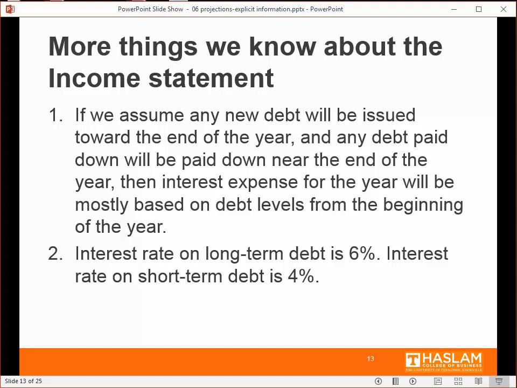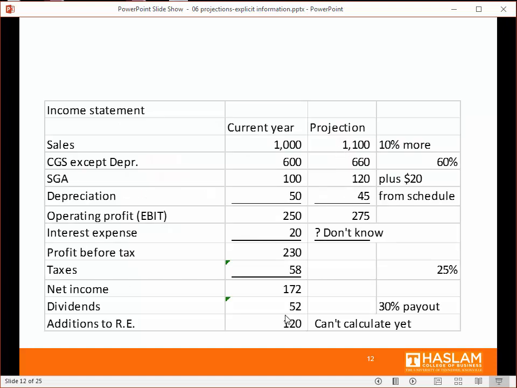And we're making this assumption to make life a little bit easier for us. Any new debt is going to be issued at the end of the year, and any debt paid down is going to be paid down near the end of the year. And that means that interest expense for the year is mostly going to be based on debt levels from the beginning of the year. And so, for example, when we're looking over here at interest expense, it says we don't know what it is. Well, we don't, but fortunately, we're going to be able to base interest expense on what debt looked like at the beginning of the year, which is the end of the current year.